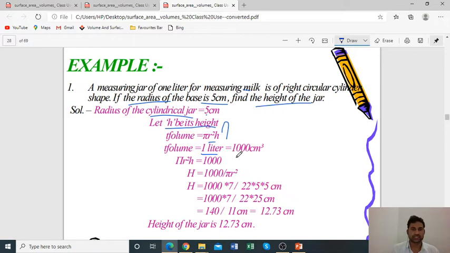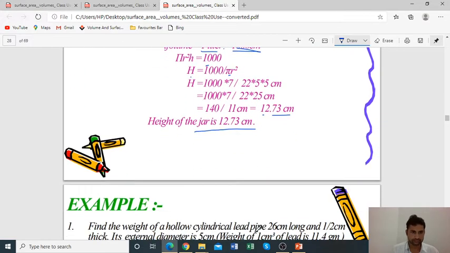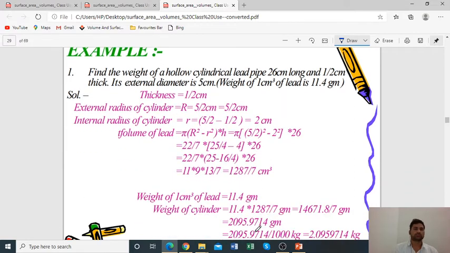Okay, so the volume is 1 liter, that means 1000 cubic centimeters. So pi r square h is equal to 1000. So h is equal to 1000 divided by pi r square. Putting in the pi value 22 upon 7, 1000 multiplied by 7 divided by 22 multiplied by 5 multiplied by 5. So your height is 12.73 centimeters. The height of the jar is 12.73 centimeters after calculation.